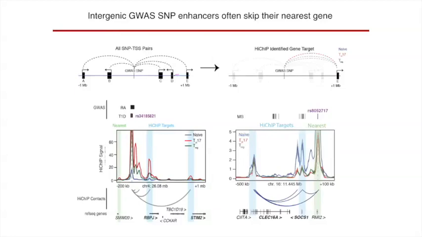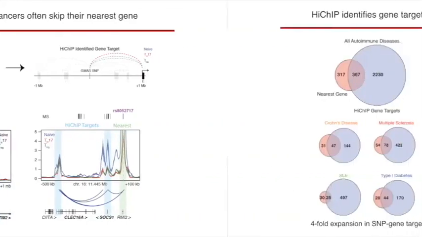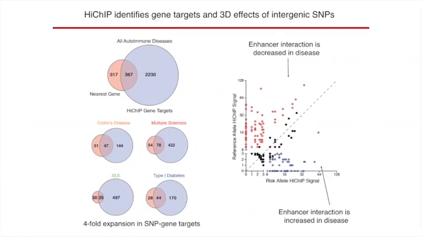Similarly, for a SNP associated with multiple sclerosis, it's closest to this gene RMI2, but actually makes very nice interactions with SOX1, a regulator of cytokine signaling, and CLEC16A. Okay? So we can now zoom out and do this for about 21 autoimmune diseases where we have nice GWAS data and expand our list of nominated gene targets by about 4-fold.